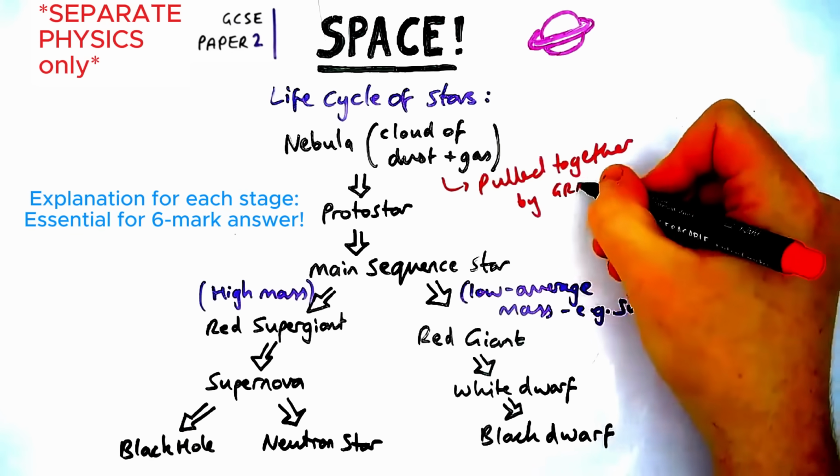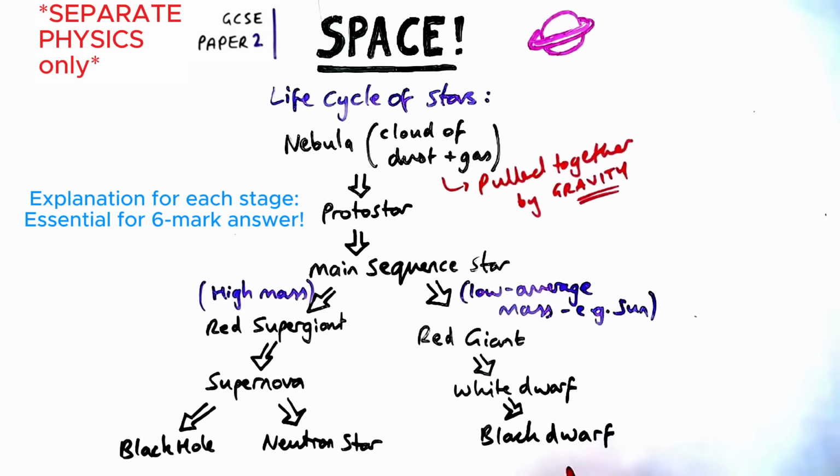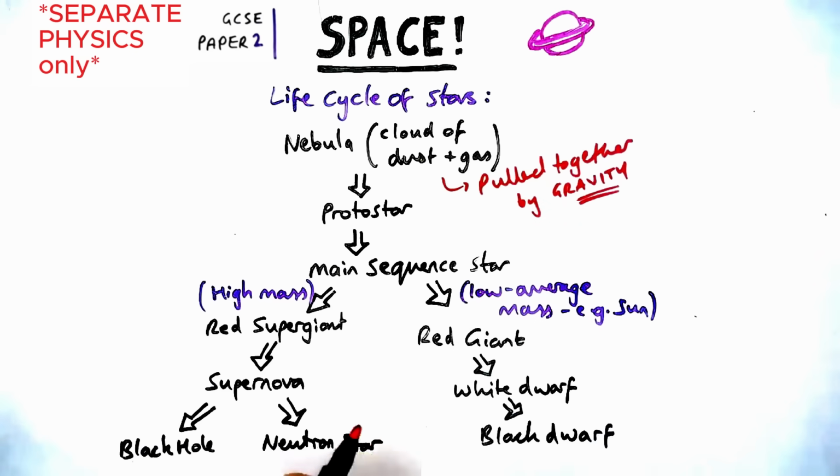So a nebula, or cloud of dust and gas, is pulled together by gravity. Even though dust and gas doesn't have much gravity, enough of it gets pulled together over millions of years.